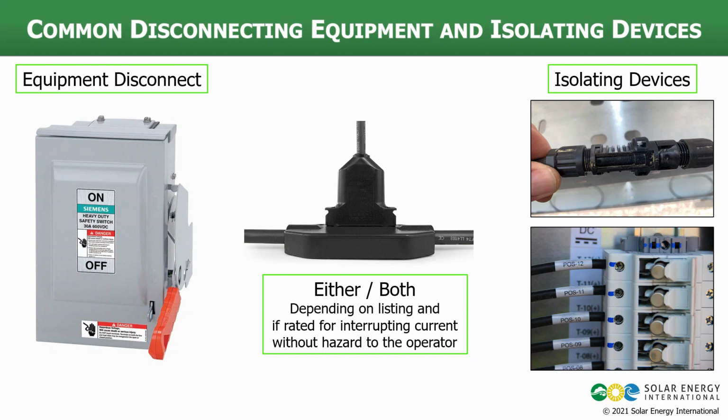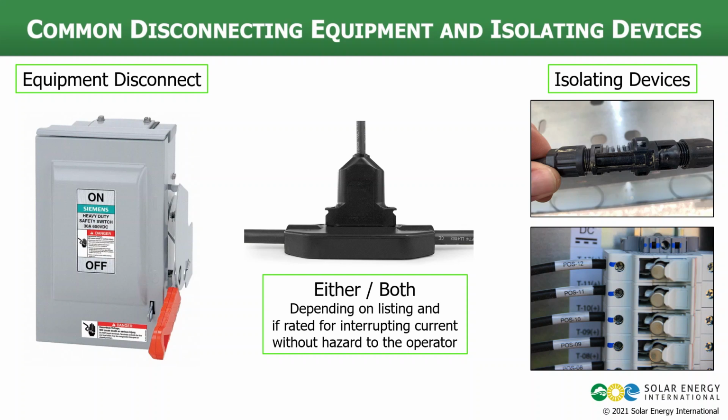This is an example of an AC trunk cable from a microinverter. This connecting device here has been specifically listed by the manufacturer as a load break rated disconnect. The current in this connector is pretty low. The output current of a microinverter is around 1 amp. So this manufacturer had this connector listed specifically for the application to be able to interrupt current.